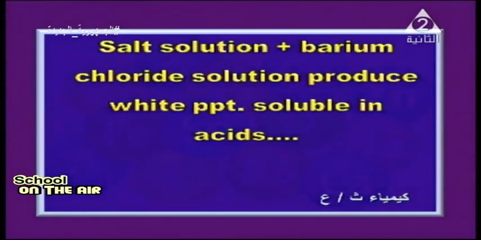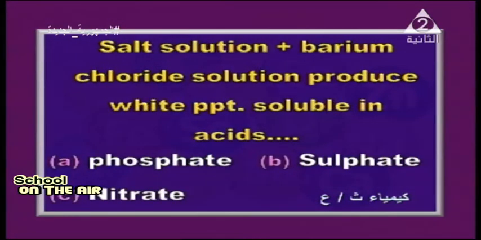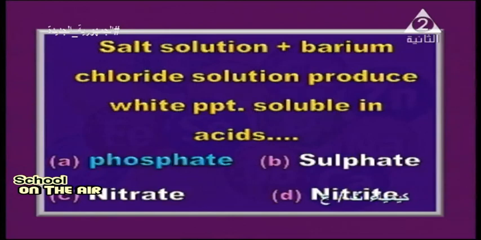Next point. Salt solution plus barium chloride solution produces white precipitate soluble in acids. What is it? Phosphate, sulfate, nitrate, nitrite? Yes, if you think about it, as it is soluble in dilute acids, it will be phosphate radical.